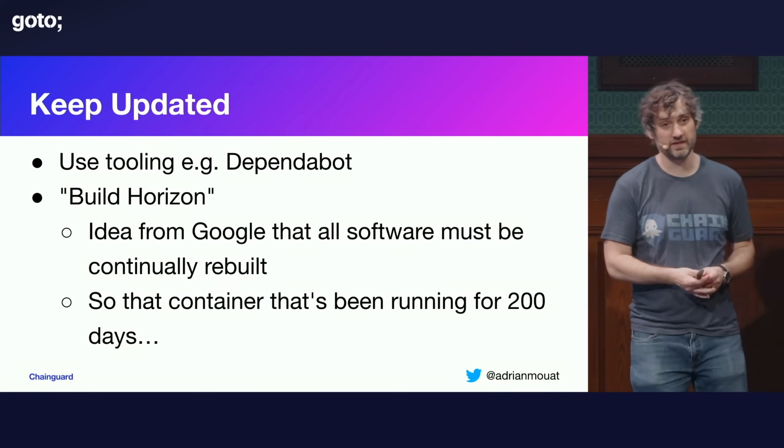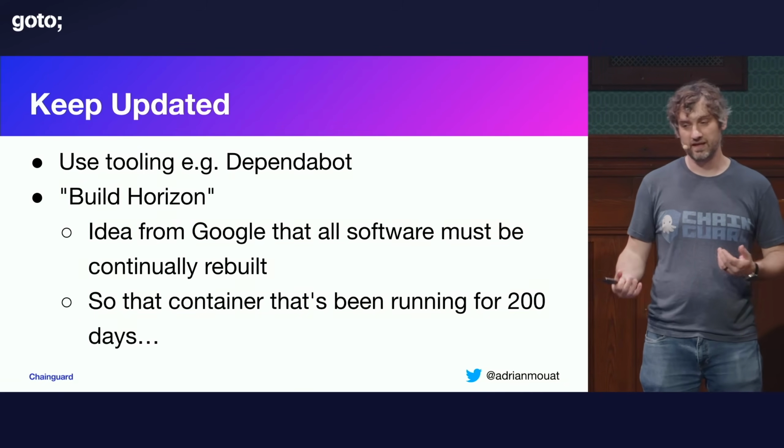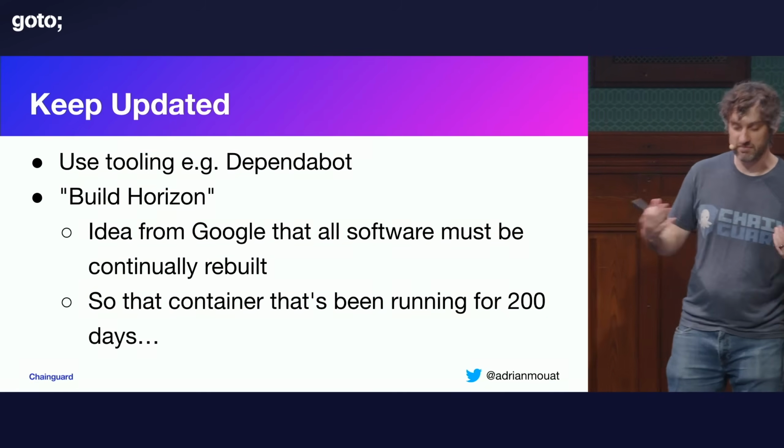There are tools you can get to help you here. Stuff like Dependabot, I think a lot of you have probably seen, that runs in GitHub and tells you when you need to update a library, for example.